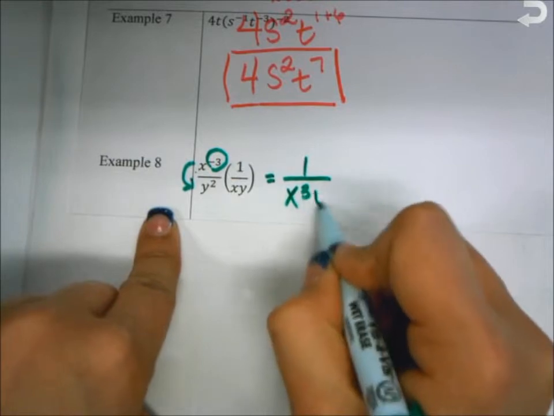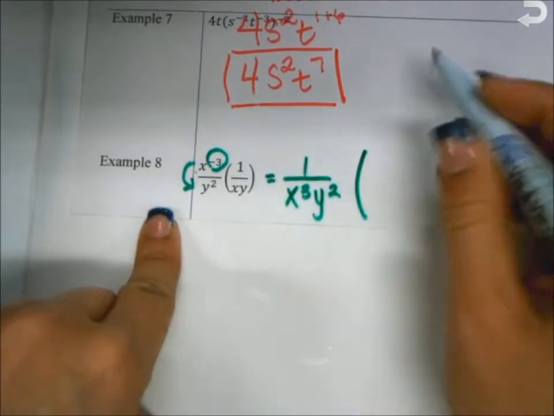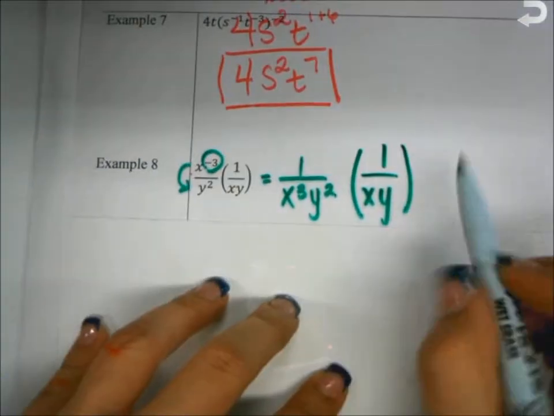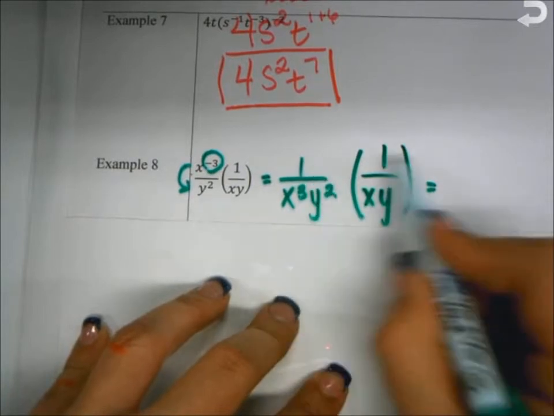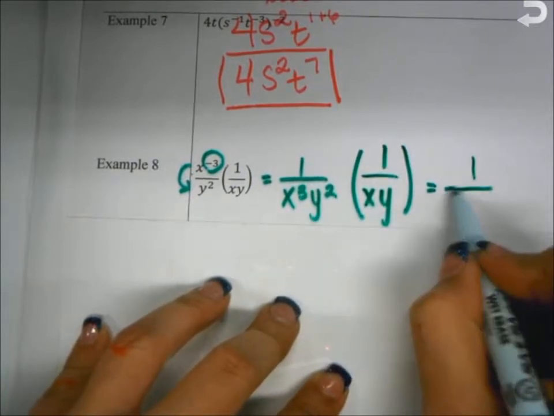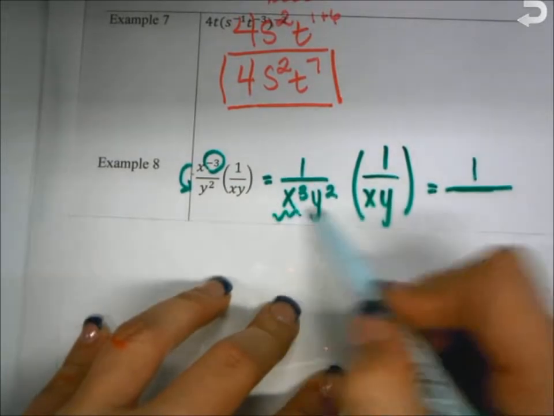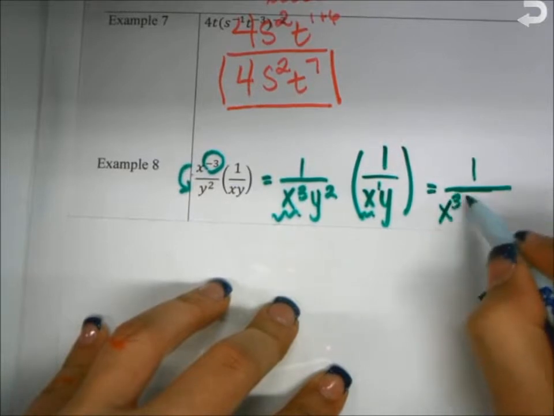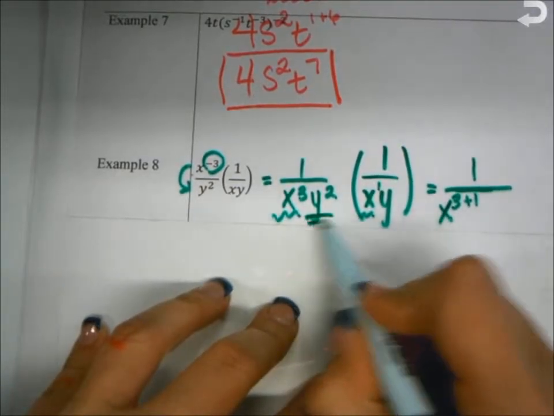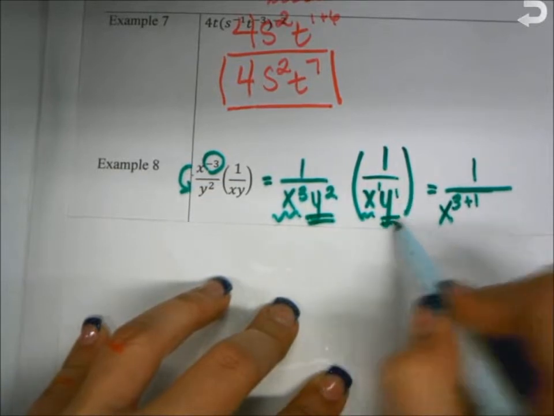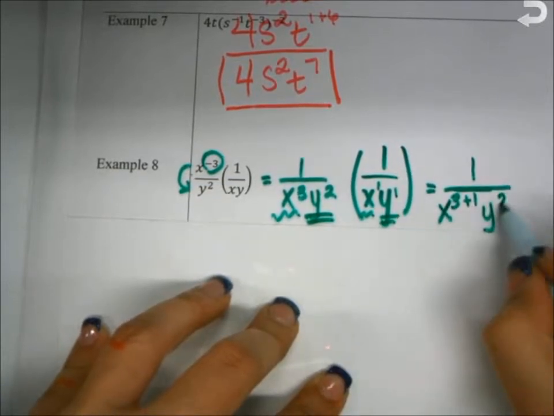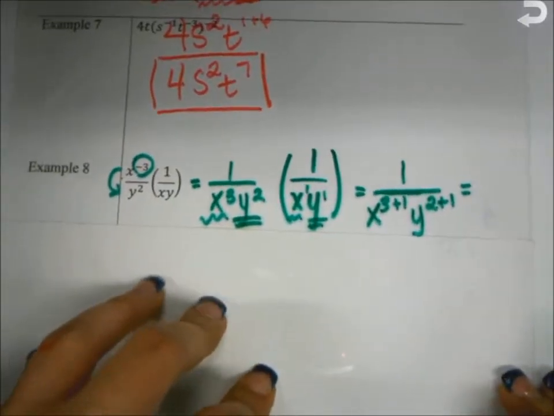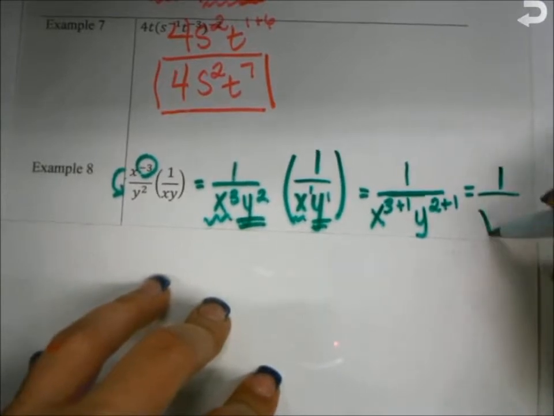Now it's just multiplying fractions, so I can multiply my numerators. 1 times 1 is just 1. In the denominator, I have an x to the 3rd and an x to the 1st power, so that's going to be x to the 3 plus 1. And I have y squared and y to the 1st power, so that's going to be y to the 2 plus 1. So when I simplify that, I'm going to get 1 over x to the 4th, y to the 3rd. Everything is positive, so our answer is just left as that.